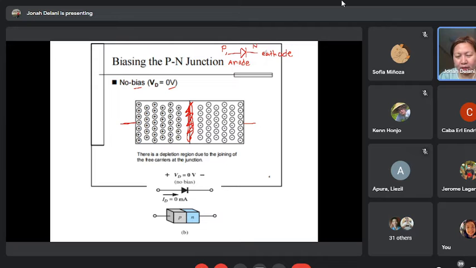The other end is called the cathode. We know that anode goes with P. Because it is a K, that would be the cathode. That's the N-type material at this end.